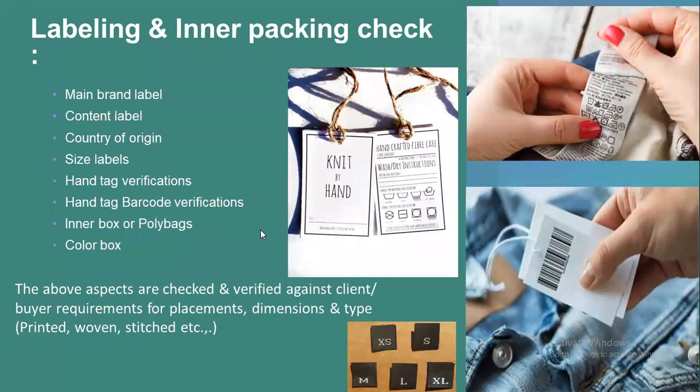So, labeling and inner packing. As already informed: main label, content label, country of origin, size label, hang tag verifications, hang tag barcode verifications, inner box and polybag requirements, color box and warning text on inner polybag, polybag sealing method. So everything is covered under the labeling and inner packing section, including placement. Label placements and label dimensions, whether it is printed, woven, fused or stitched for attaching the labels, everything we will cover under the labeling and inner packing section.